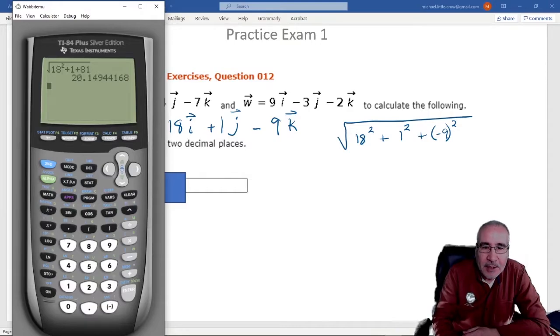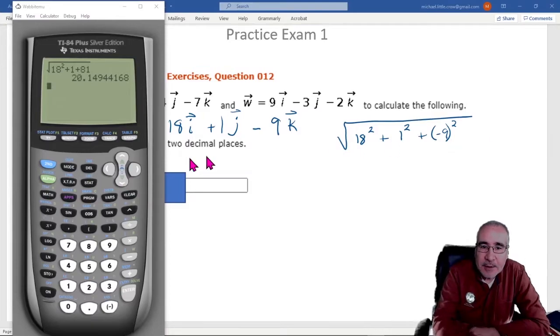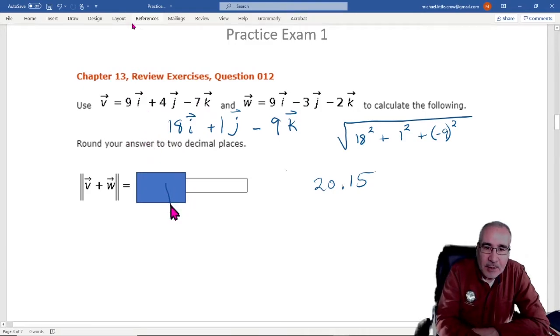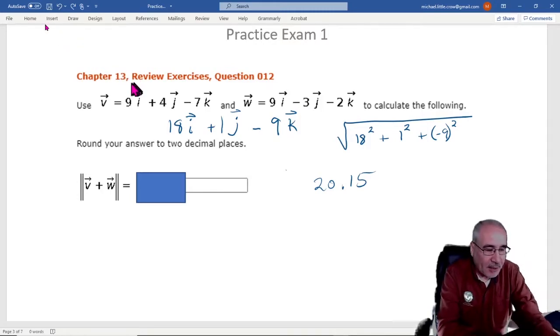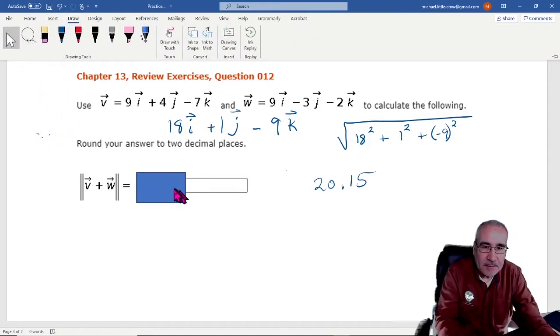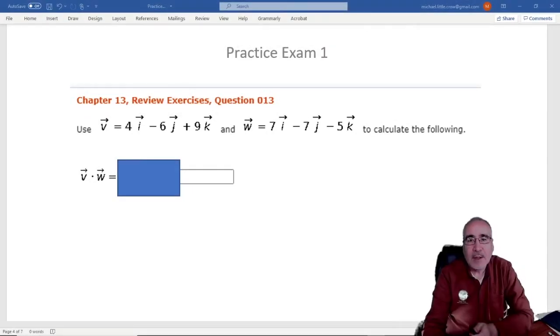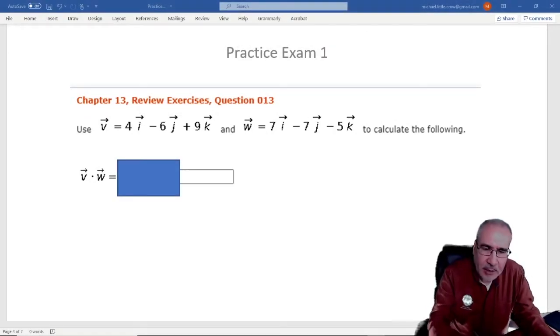So the total should be, and they want 2 decimal places as usual. So 20.15. Okay, so now we're down, I think it's about question 4.